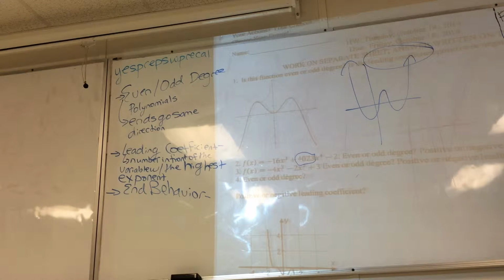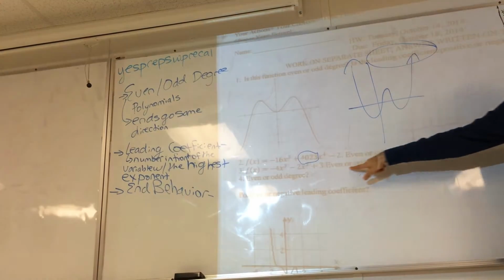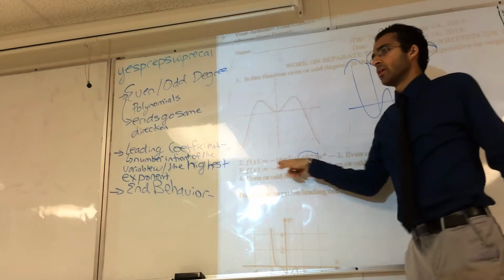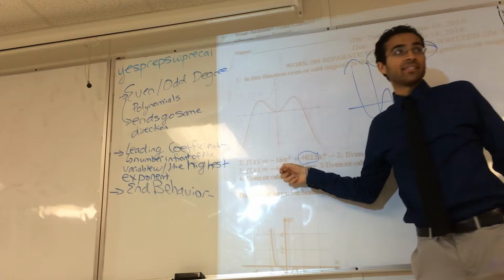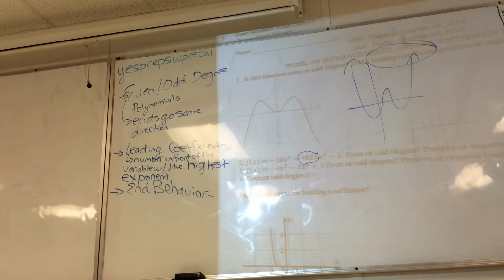So on problem number 3, take 25 seconds, think to yourself what the leading coefficient is. On the count of 3, everybody should shout it out. 1, 2, 3. -4. Very good. So -4 is the number in front of the variable with the highest exponent.